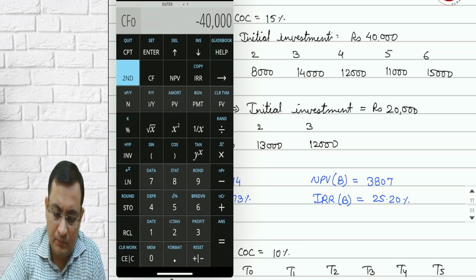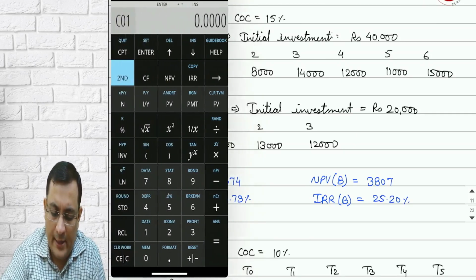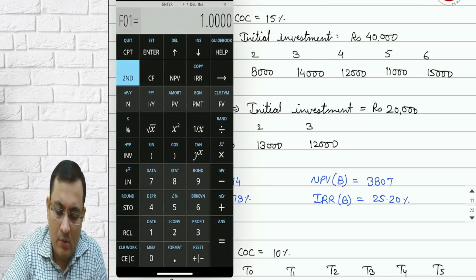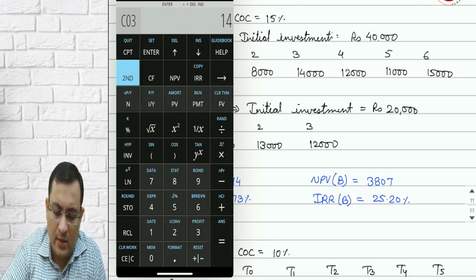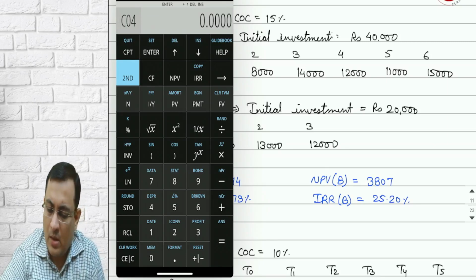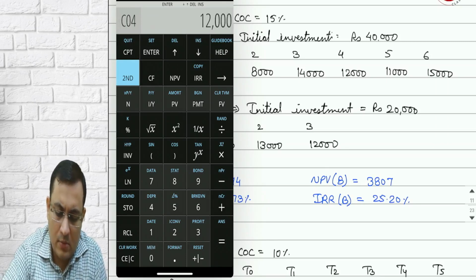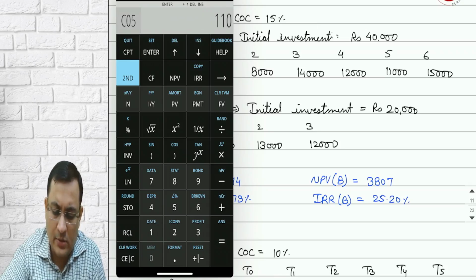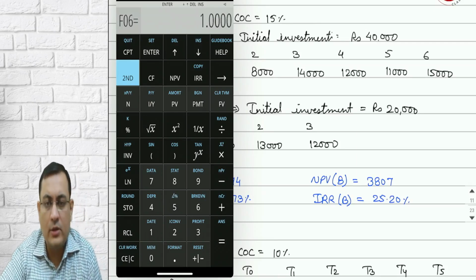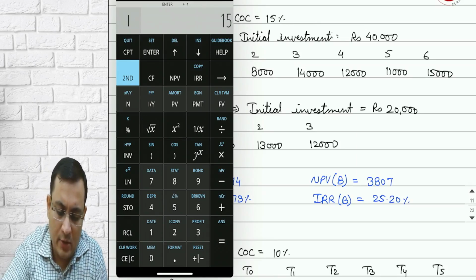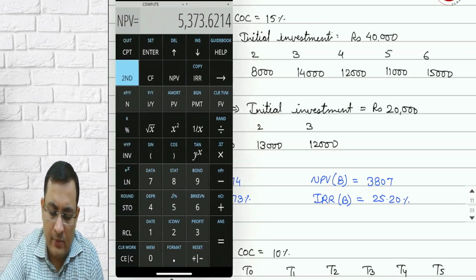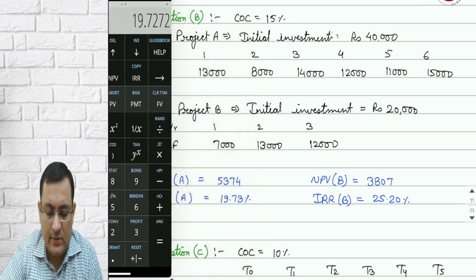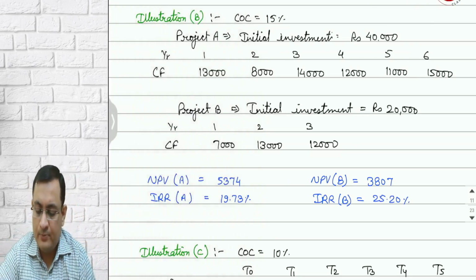40,000 negative, CF0. CF1 is 13,000, frequency 1. 8,000, frequency again 1. 14,000, again frequency 1. 12,000, again frequency 1. 11,000, and again frequency 1, and then 15,000. All cash flows are in. 15 is my discounting rate. So NPV is 5,374, and what is the IRR? IRR is 19.73. In the same fashion we can calculate for project B.